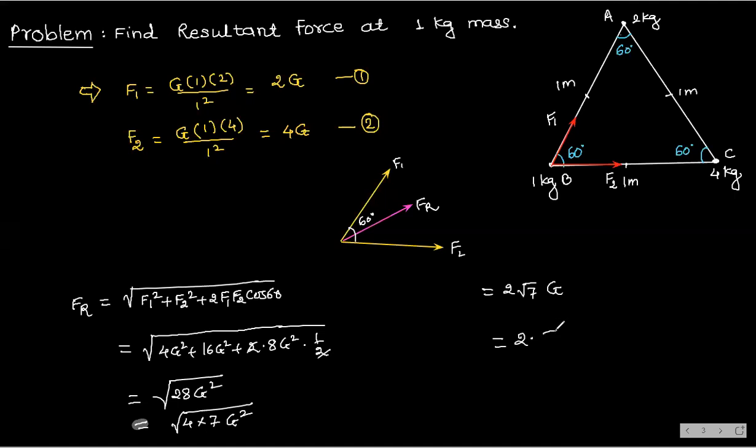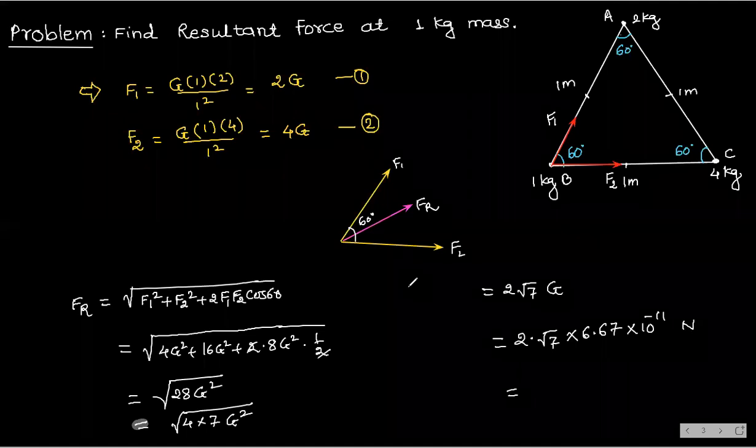So 2 into root 7 into 6.67 into 10 to the power minus 11 Newton. Now multiply this, see how much it comes quickly. Yes, that is your answer. Okay, understood everyone? Very easy.